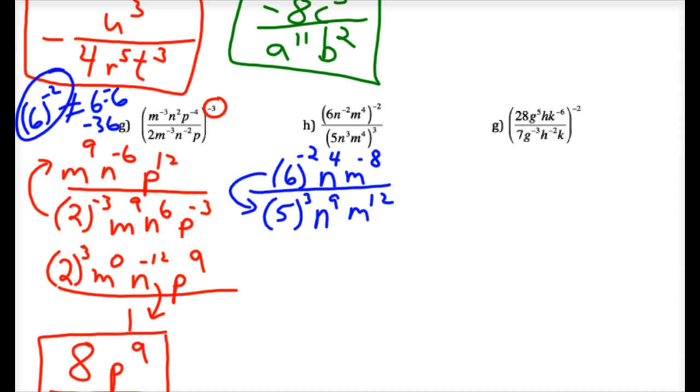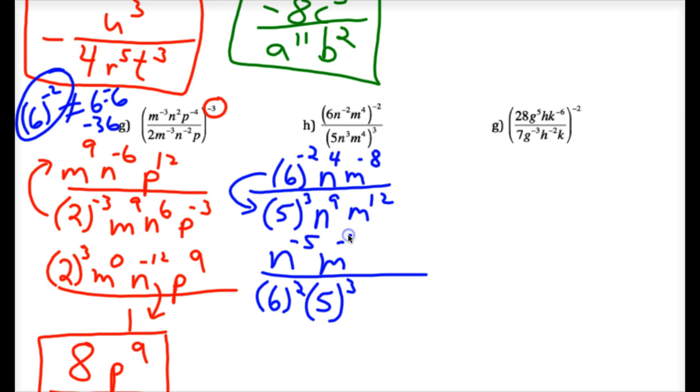Oh, that makes sense. So the 6 squared comes down, and the 5 cubed. Does 5 cubed come up? No, I'm going to leave that at the bottom. Let's deal with our n's. N to the negative 13, minus 9 is negative 5th. Then m to the negative 8 minus 12 is negative 20. And then our 5 cubed stays down at the bottom.